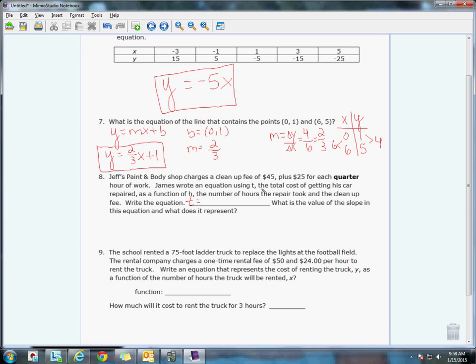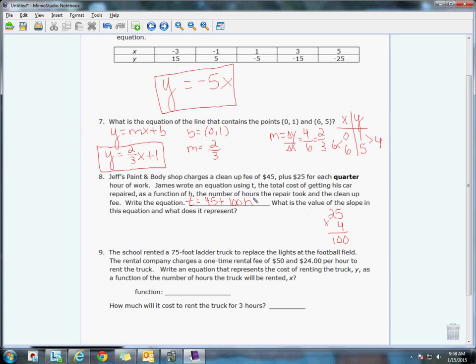No matter if they're there for 10 hours, 40 hours, it doesn't matter. You're going to have to pay that $45. So we're going to put 45. It says plus, now here's where they're going to try tricking you. You have $25 for each quarter of an hour, but our H here is going to represent a total hour. So we need to figure out if it's $25 for a quarter of an hour, how much money is it for 1 hour? Well, all we have to do is 25 times 4, and we end up getting 100. So it's going to be $100 per hour.